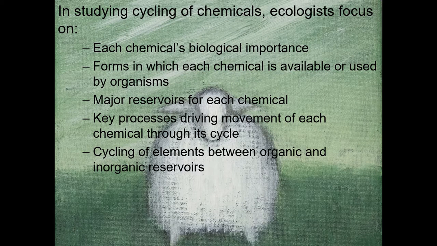Okay, so when we look at each of these cycles, the carbon cycle, the water cycle, the nitrogen cycle, etc., I want you to look at each chemical's biological importance. So in what molecules is carbon versus nitrogen versus phosphorus, for example, the forms of each chemical available, when is it organic, when is it inorganic, the major reservoirs, meaning is this nutrient mainly in the atmosphere or is it mainly in soil or in rock or both, or all of them. The key processes, like we'll talk about assimilation and photosynthesis. And then the cycling of elements between organic and inorganic reservoirs. So let's take a look at that.